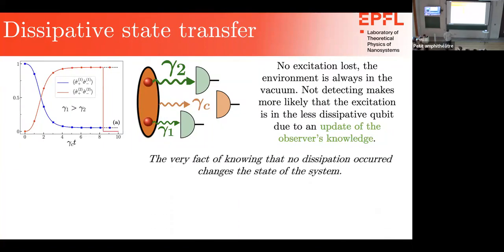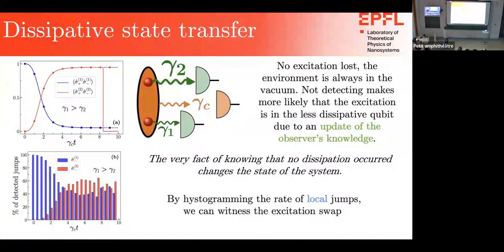Okay. That being said, there is a very poetic way, copied from a very famous book, to put it. The very fact of knowing that no dissipation occurred changes the state of the system. It is an update of the information that the reader has of the system, and this update of the information changes the state of the system.